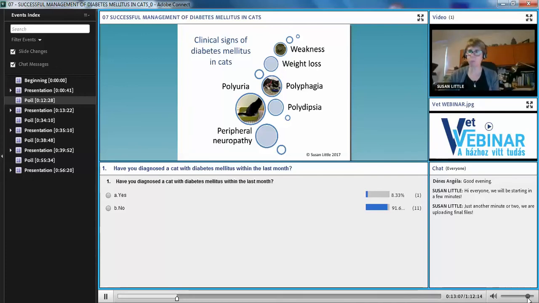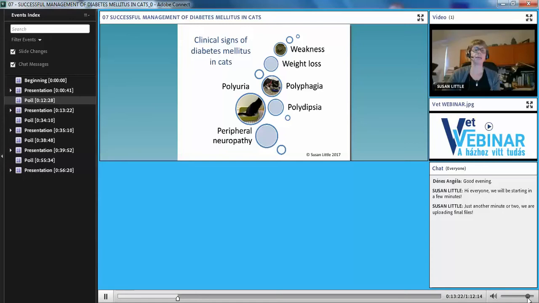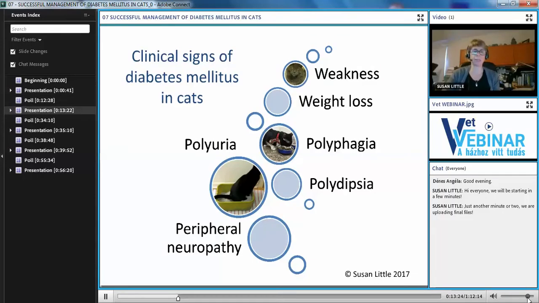Okay, so it looks like most of you have your votes in there, and the majority of you said, yes, I have seen a cat within the last month with diabetes mellitus. And so that's really what I would expect, because the disease is so common that typically we would see at least one cat within a month. Of course, it depends on the percentage of feline patients that you have in your practice.